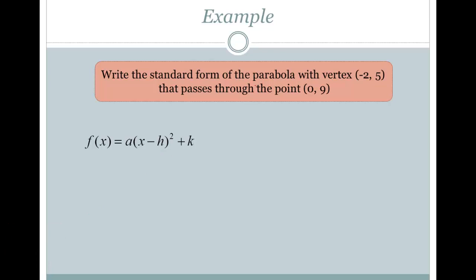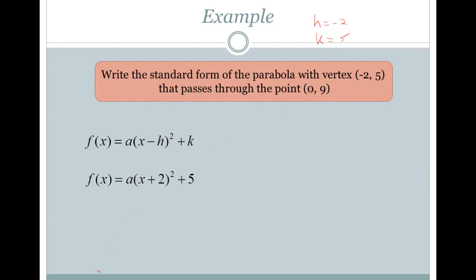Okay, there's the standard form. Because I have my vertex already, I can write down that h is equal to -2 and k is equal to 5. So I know those two things. I can plug those in right there. And so now the challenge becomes I need to solve for that a, and that's where this other point comes into play.